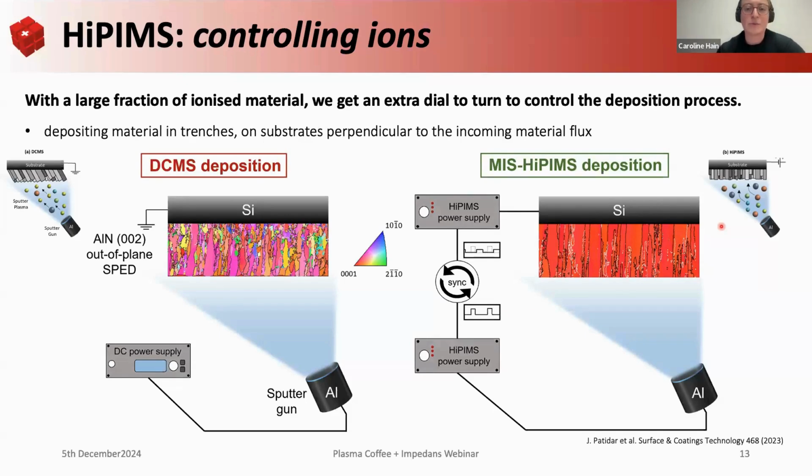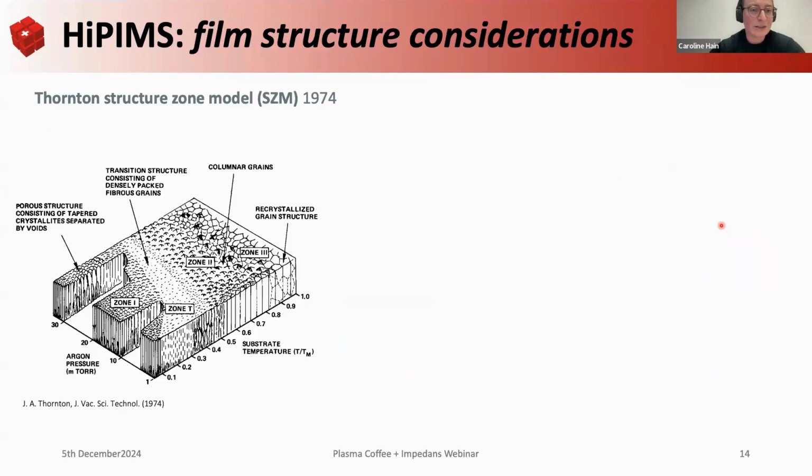And so these are the kind of possibilities that we have. With controlling the ions, we can influence the structure of our material. This is something that is well known already. First, it was Thornton's, already 50 years ago. He developed the structural zone model.